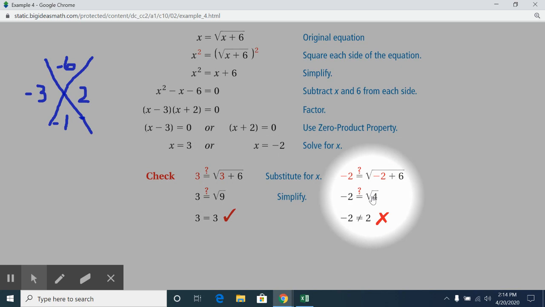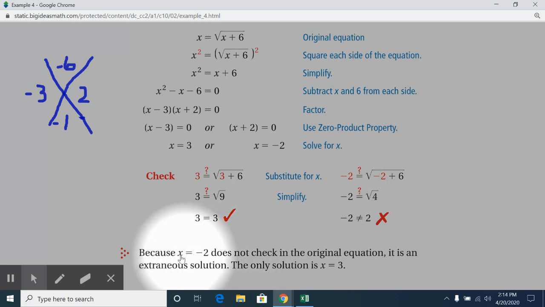But when we plug -2 into the original equation, I end up with -2 equals the square root of 4, and the square root of 4 should be +2. So -2 does not equal +2. Because x equals -2 does not check in the original equation, it is an extraneous solution. So the only solution that makes sense is x equals 3.